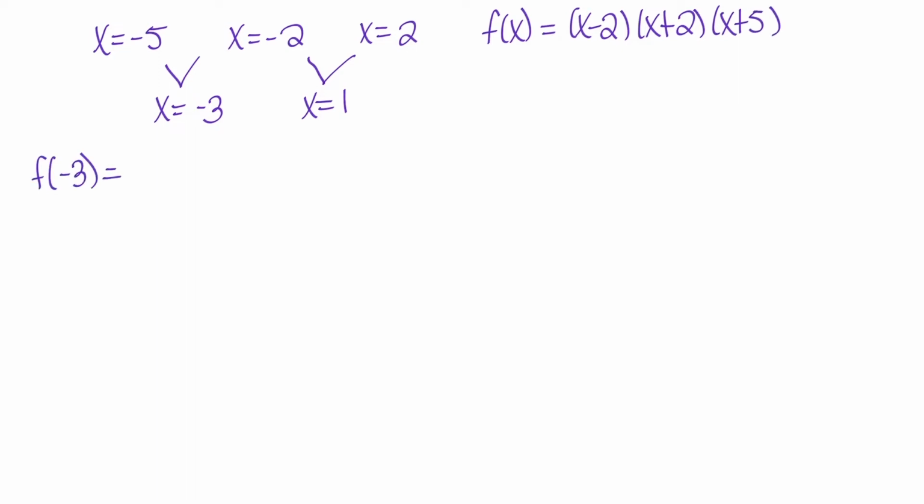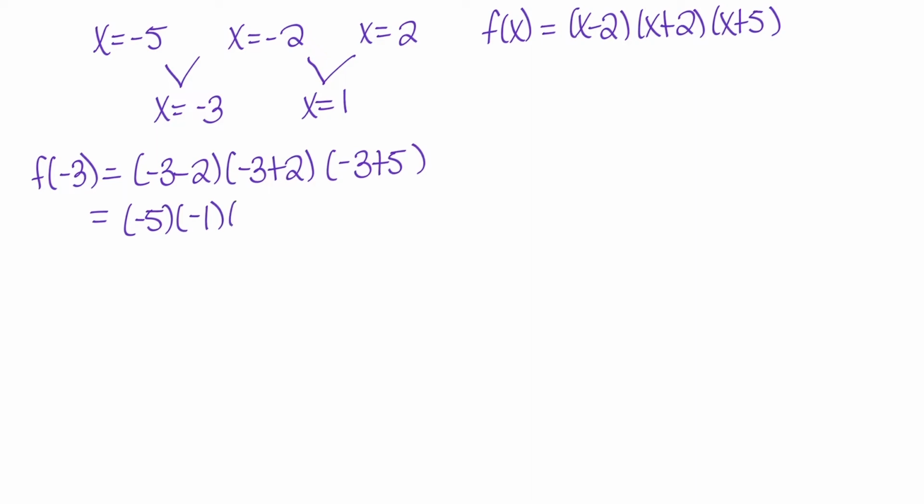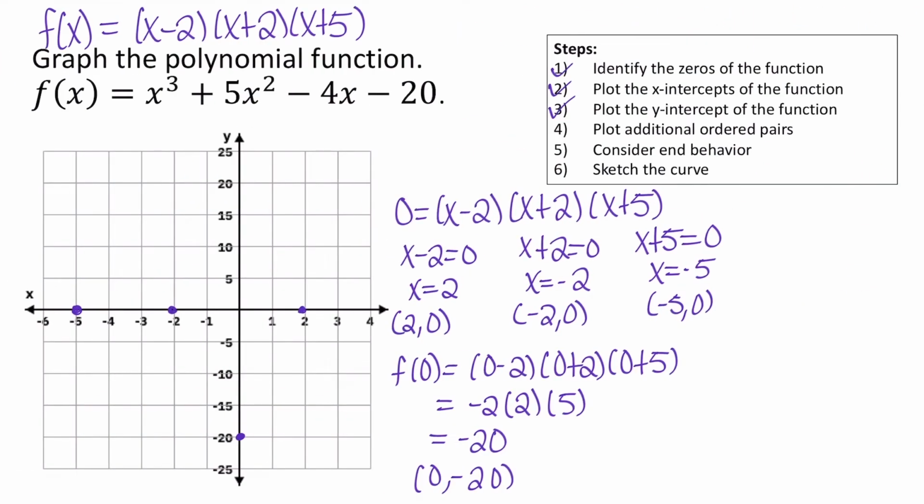So when I do f of negative 3, I get negative 3 minus 2 times negative 3 plus 2 times negative 3 plus 5. So that gives me negative 5 times negative 1 times 2. And so I have negative 5 times negative 1 is 5. 5 times 2 is 10. So that means negative 3, 10 is another point on this graph. So let me go ahead and plot that point, negative 3, 10.